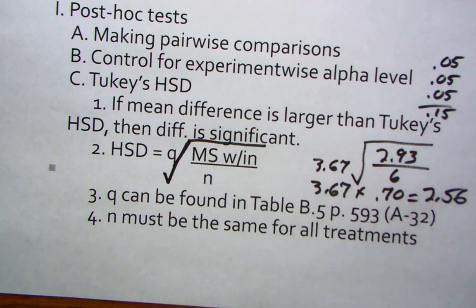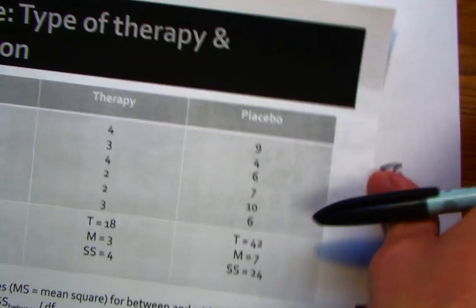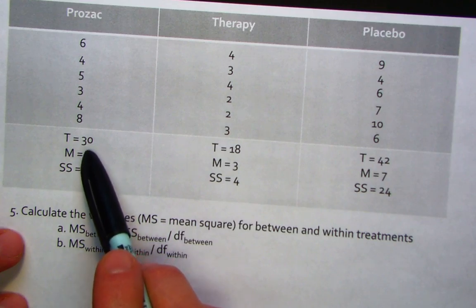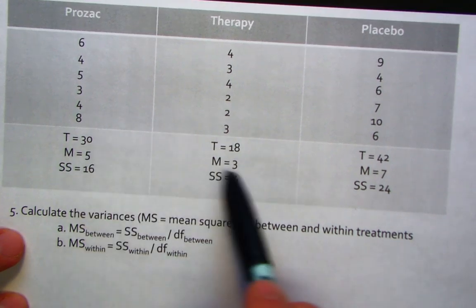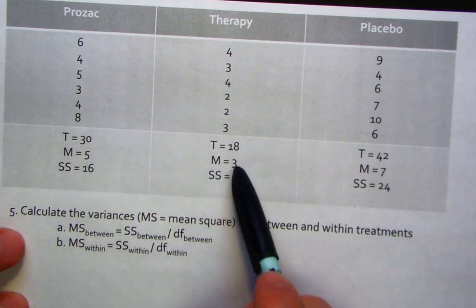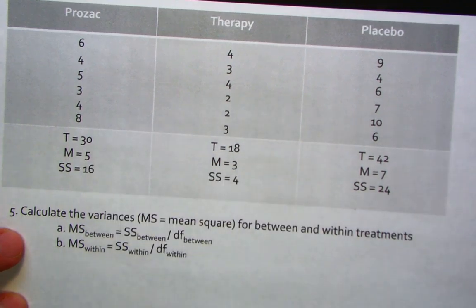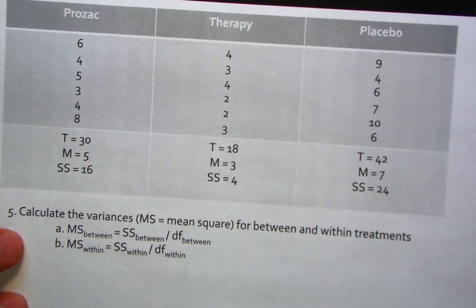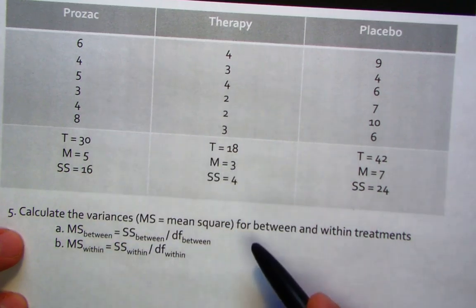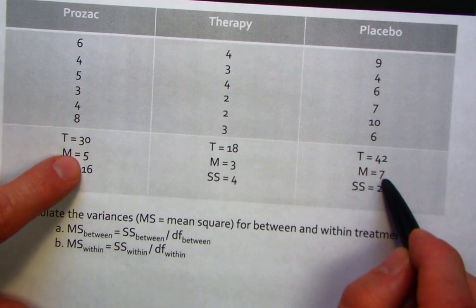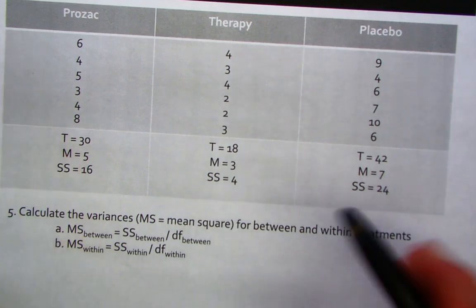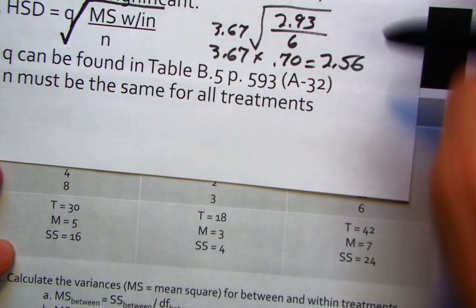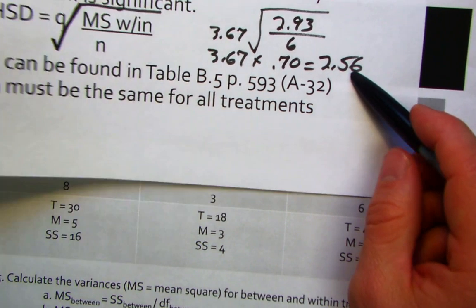Basically what we're doing with our 2.56 number is we make a comparison with the mean differences that we have. Okay, so the mean difference between the Prozac group and the therapy group, that's a 2-point mean difference, right? We got 5 and 3. And so that 2 points is smaller than 2.56, so we don't have enough evidence to say there's a significant difference between Prozac and therapy. And between Prozac and placebo, that's a 2-point difference as well. We're thinking in terms of absolute value of the score. That also is less than our 2.56 number, and so that's not statistically significant either.